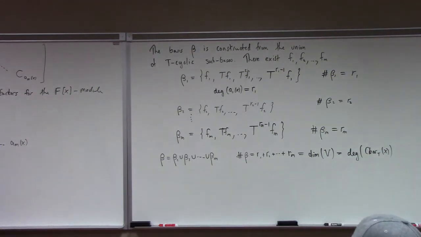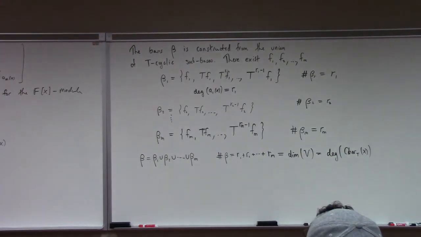We've got enough. If you can actually find these vectors f1 through fm such that these lists, f1, T of f1, T squared of f1, and so forth and so on, are linearly independent, and if you can do that and join these together, then you have a basis. All right?